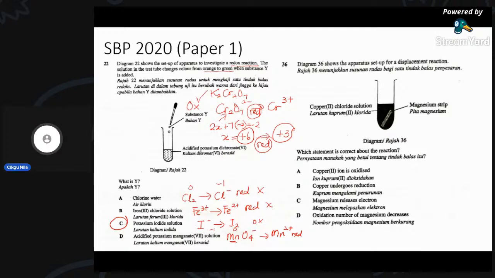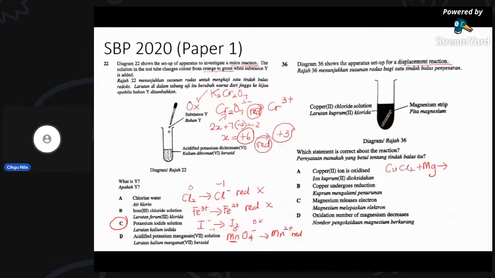Okay, look at question number 36. The diagram shows the apparatus set up for a displacement reaction. So you have copper(II) chloride. Displacement means one metal kicks out another metal. You have copper(II) chloride and also a magnesium strip. So what happened in this reaction? CuCl2 plus magnesium. If you look at the reactivity series, we know copper is less reactive than magnesium.